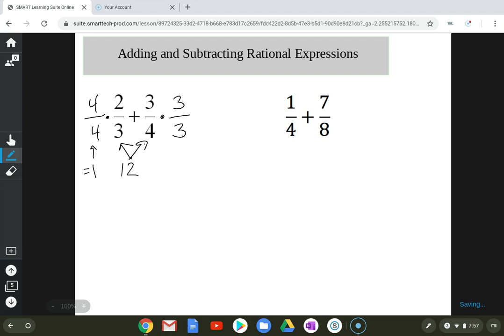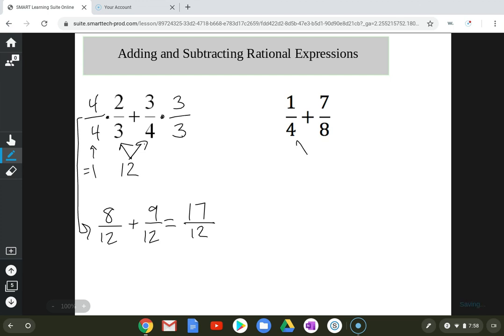So now, coming down here, 4 times 2 is 8 over 12 plus 9 over 12. And now you have an LCD. You don't add the bottoms. You just bring it along, LCD. So 8 twelfths plus 9 twelfths. Ask yourself, how many twelfths do I have? I have 17 twelfths. And you can leave it just like that.